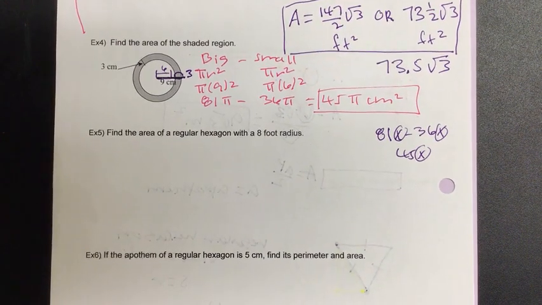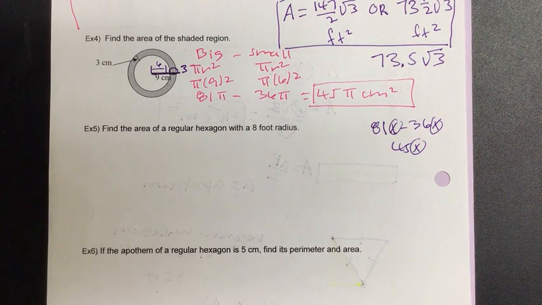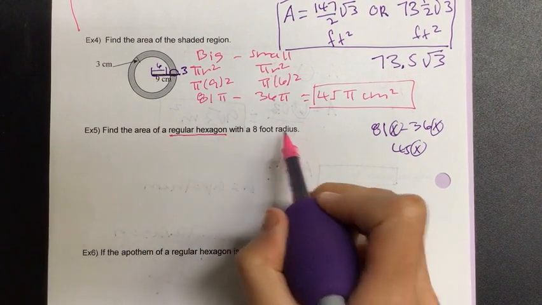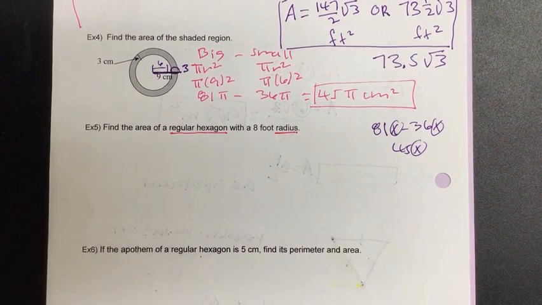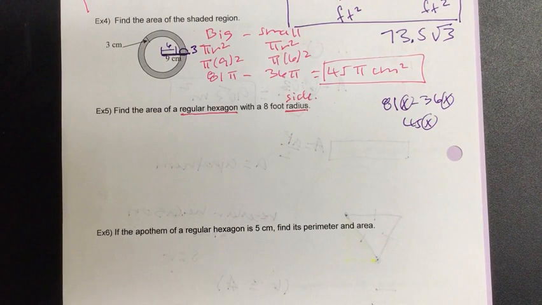All right. Number 5 says to find the area of a regular hexagon with the radius of something. So let's see what we wrote on the front. Only in a regular hexagon, what do I know about the radius? It's the same as a side, okay? So if you want to say the side is that value, that's perfectly fine.